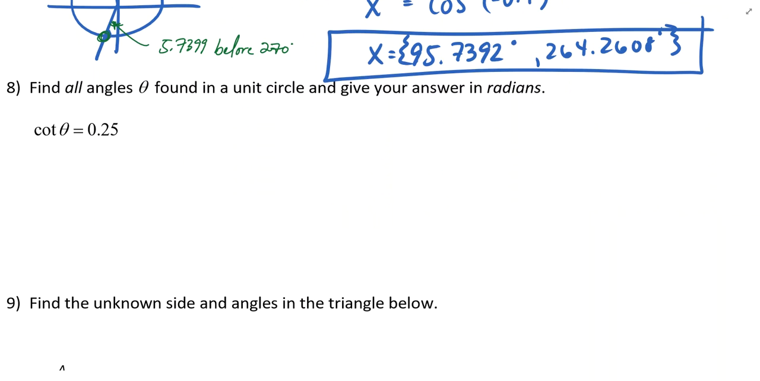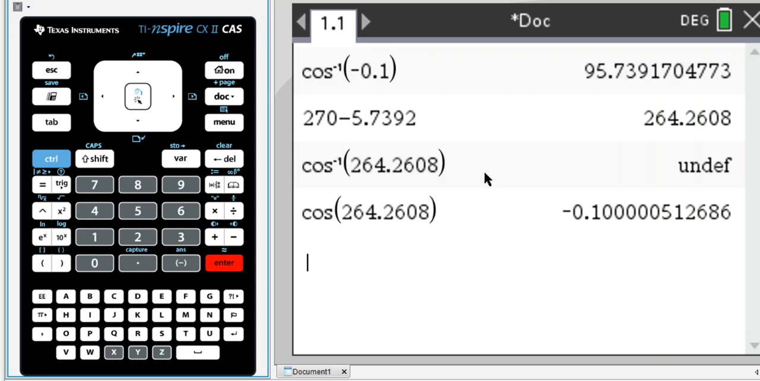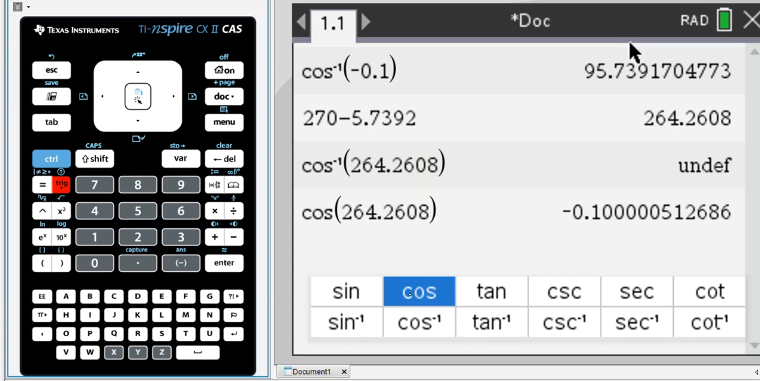In problem 8, we're going to do the same thing, only this time we're being told to find the answer in radians. So all angle measures in radians. So we want to use cotangent inverse of 0.25. That will produce the theta value that we're after. So the calculator must be changed to radians. Let's do that by simply clicking the phrase up here. If it says DEG, you click on the screen and it'll switch to radians. That's sufficient for the change.